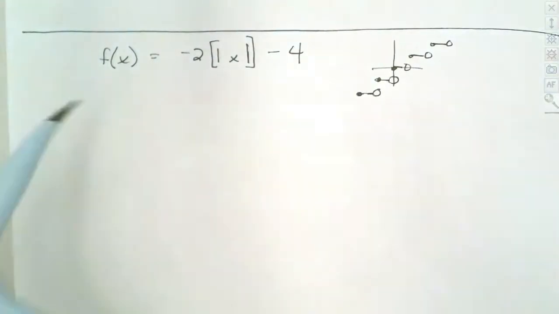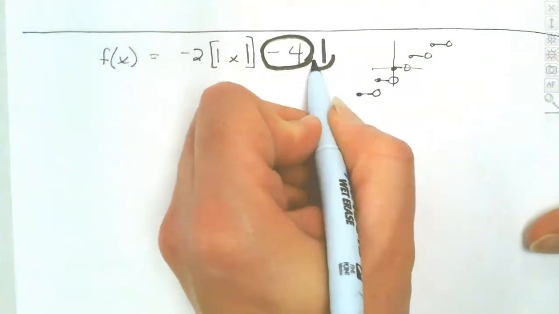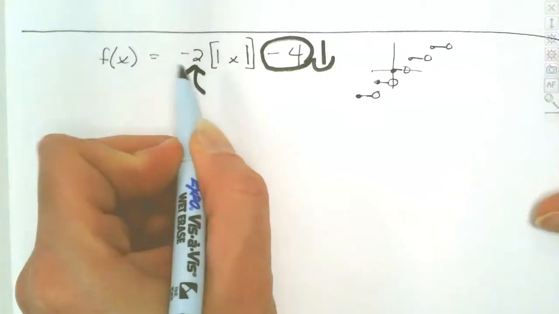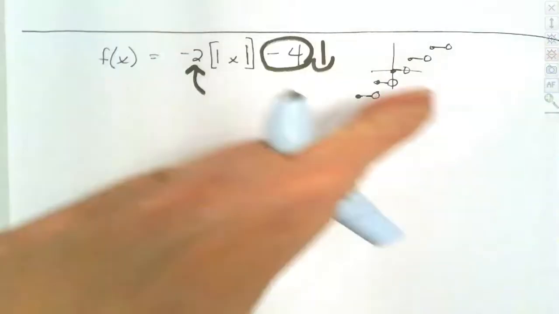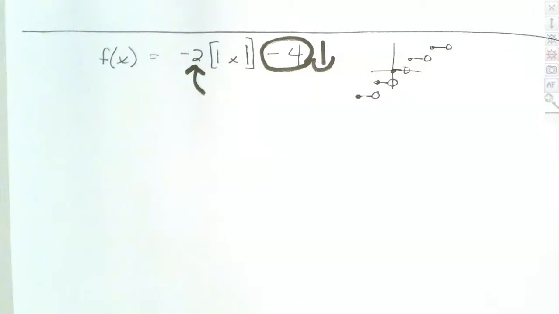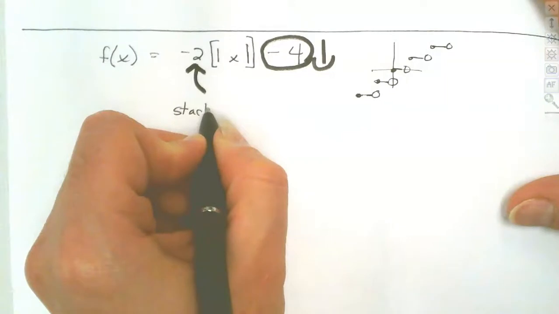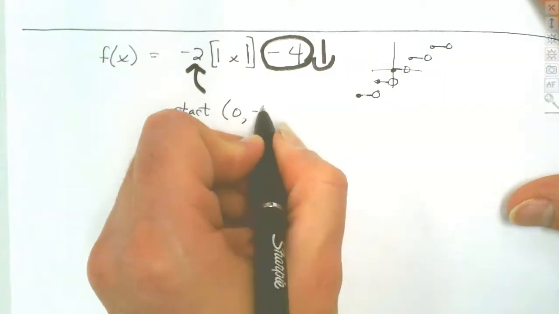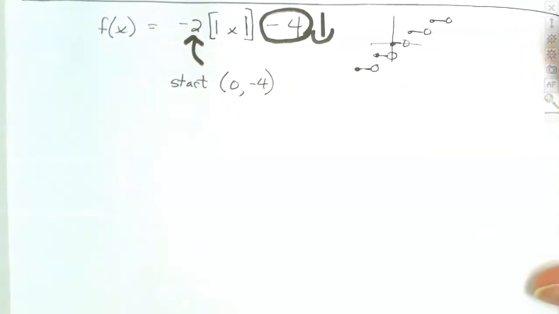That -4 is on the end, so it's on the end, so that brings it down 4 units. And that's going to make our case of stairs, instead of going up from left to right, down from left to right, because it's negative. So where do we start at? Well, we're going to start now at 0, comma, -4. And you always start with a closed circle.